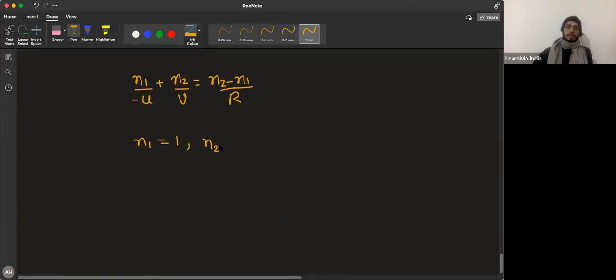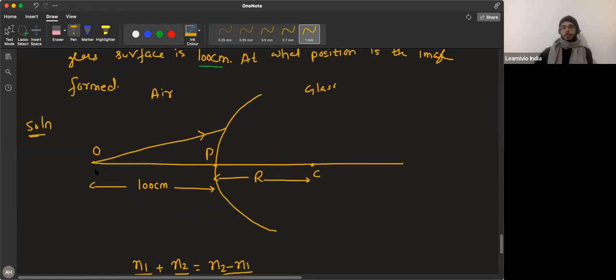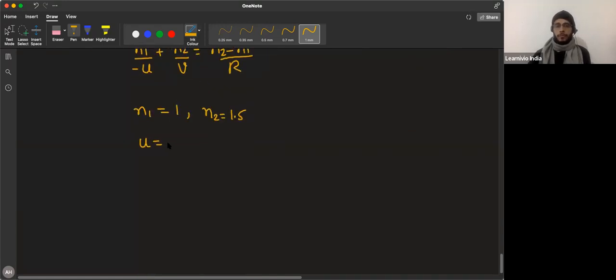N2 is glass, the refractive index is 1.5. See, object distance. This is the object, 100 centimeter. So it will be 100 or minus 100? Minus 100. See, you are moving in a direction opposite to that of light. Light is going in this direction. All distances you will measure from pole. You start from pole to O, going in a direction opposite to the direction of light. So it's minus 100 centimeter.